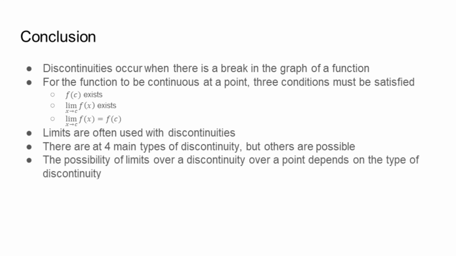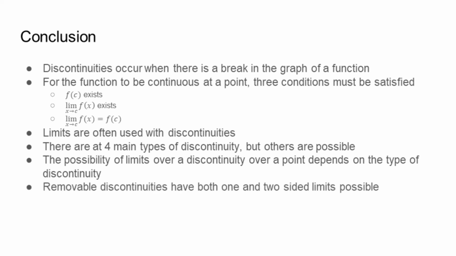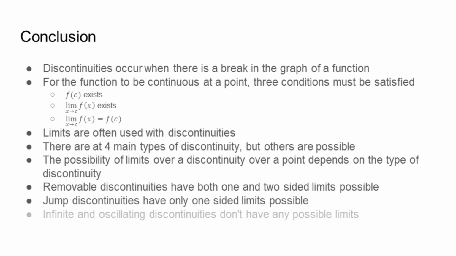The possibility of limits over a point of discontinuity depends on the type of discontinuity. Removable discontinuities have both one and two-sided limits possible. Jump discontinuities have only one-sided limits possible, and infinite and oscillating discontinuities don't have any possible limits.